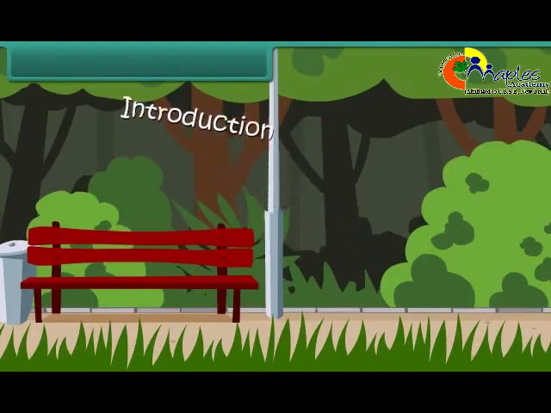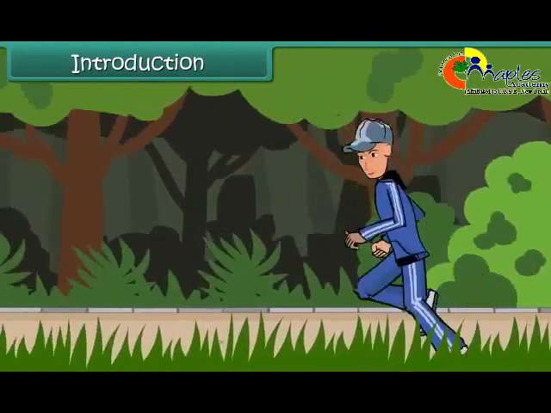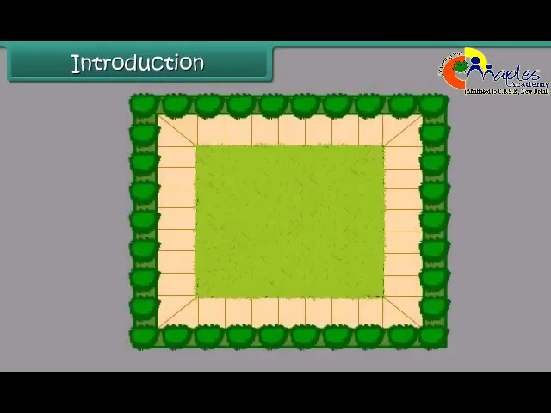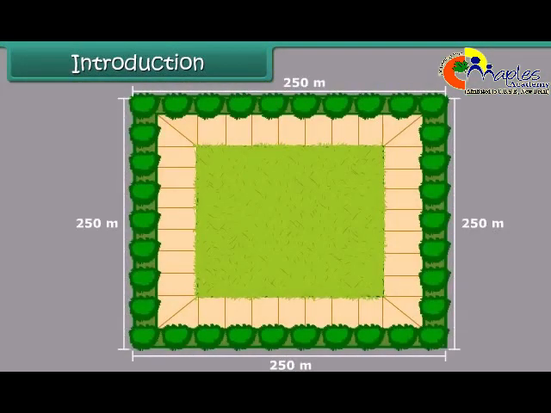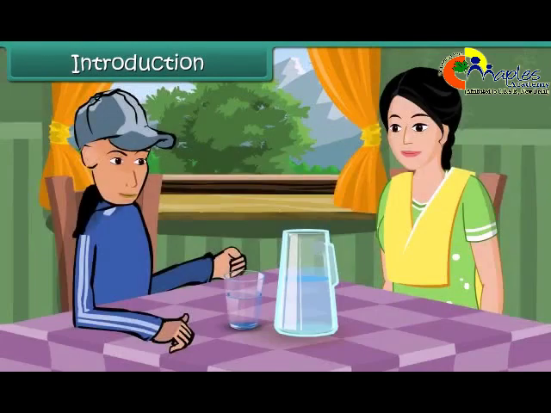Introduction. You go jogging in a park. The park is a square. Each side of the park is 250 meters long. You take 5 rounds of the park and return home. Your mother wants to know how many meters you jogged.